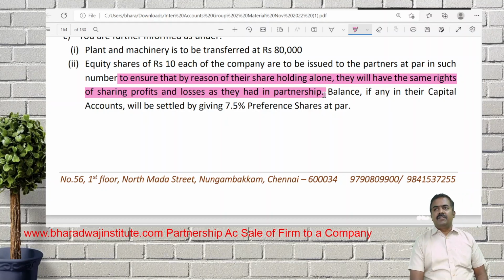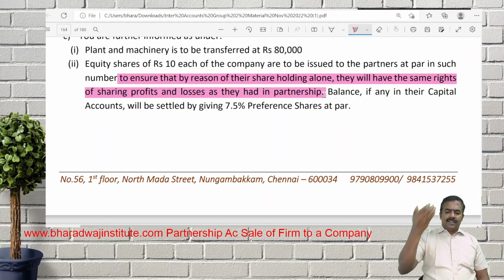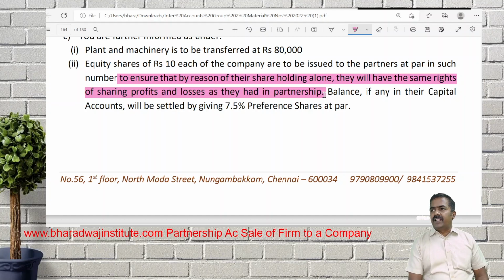Equity share should be allotted in which proportion? Profit sharing ratio proportion. Balance surplus capital will be paid in the form of what? Preference share we have given. But the problem is the amount is not given. We know the total consideration is 1,70,000. In that, what is the equity component? What is the preference component?